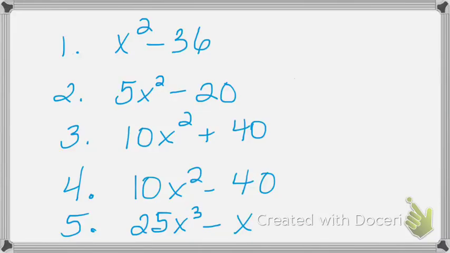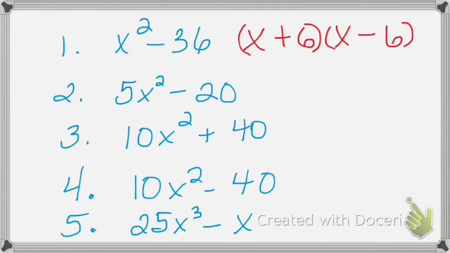So let's try these. I will tell you that there's a couple tricky ones on here, but I'm going to let you try it first. Hopefully the first one was pretty easy. It's just a simple one where you just do the root of each and do your two parentheses. So you have x and x. What times what is 36? 6. And then plus and minus. Questions on number 1?